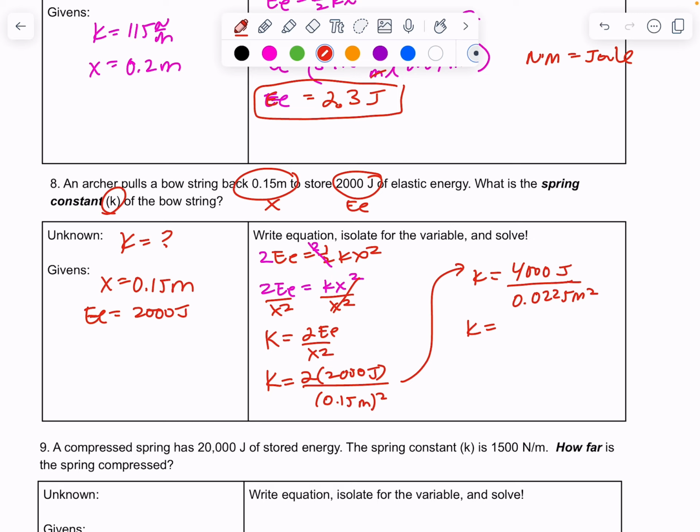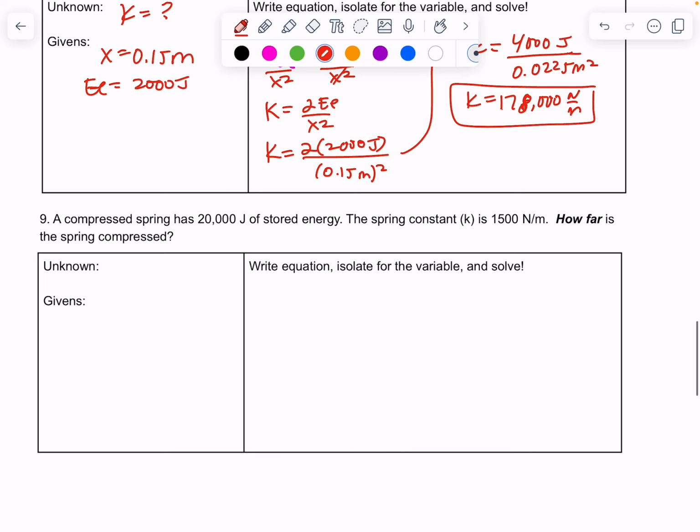If you have a fancy calculator, it should be pretty easy, but if you have a regular calculator, you've got to be real careful. That is a huge spring constant. I'm going to round this off a lot. Oops, not joules, newtons per meter. That's sort of an insane spring constant. I don't think these are the greatest problems. I actually got 177777.778, so I just rounded it off because that's too many numbers. Let me make sure I did that right: 4,000 divided by 0.15 divided by 0.15. Yeah, that's an insanely huge spring constant. That's kind of a dumb problem, but whatever, here we are.